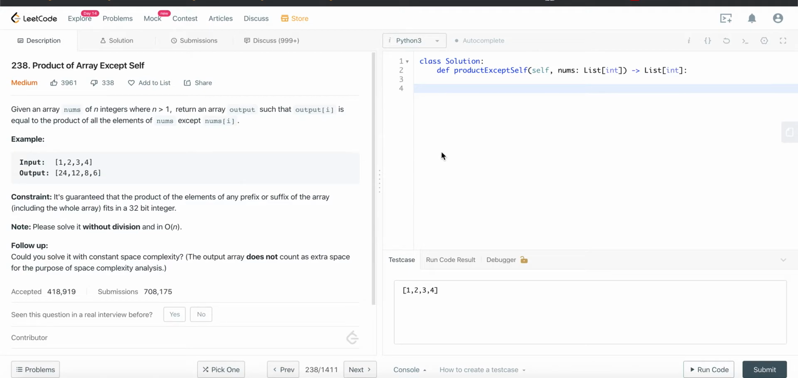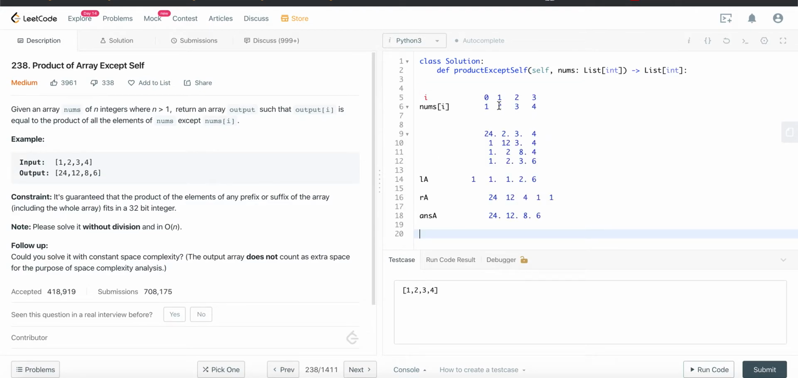So if you see, indexes 0, 1, 2, 3, and 1, 2, 3, 4 are nums of i. And if you see the calculation of the products, 24, 12, 8 and 6, all these are formed. You can get a clear observation over here that it is formed by the product of all left elements into right elements. This is formed by all the left elements and the right elements. Here it is formed by all the left elements.